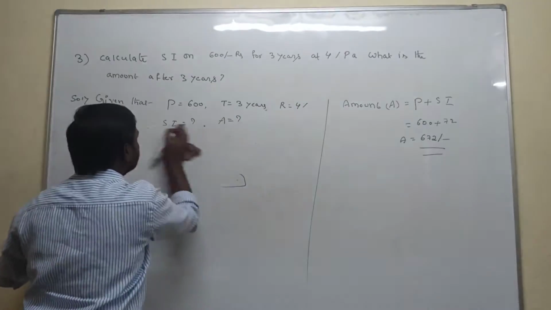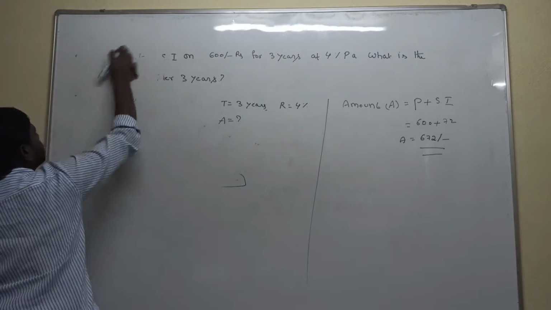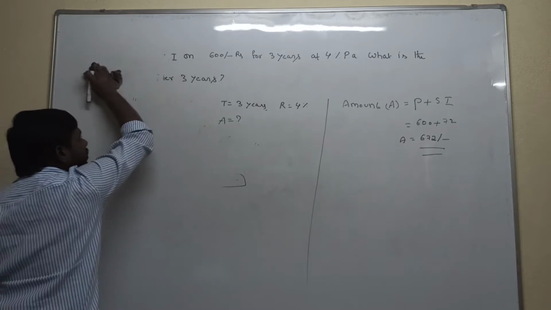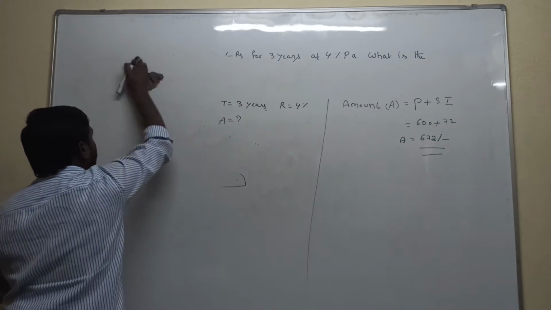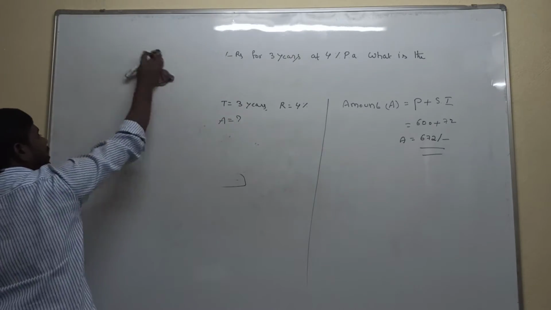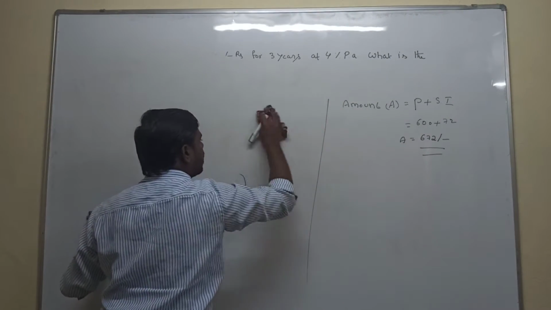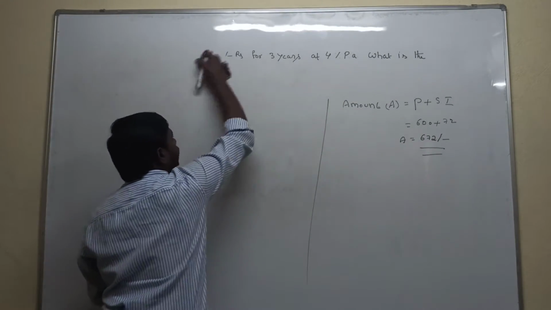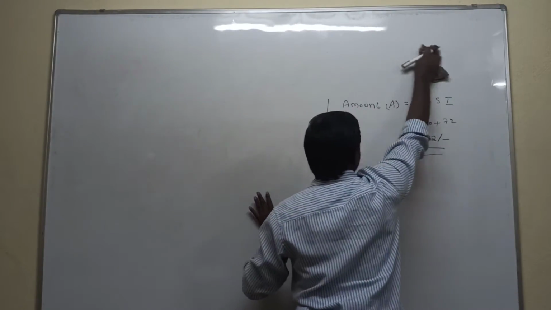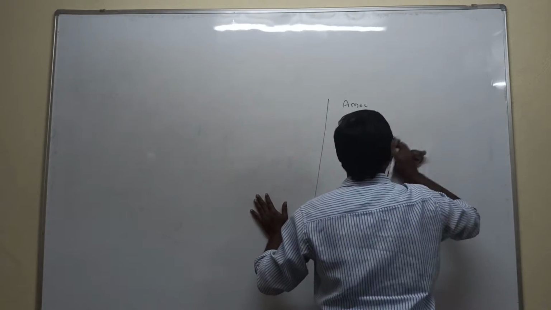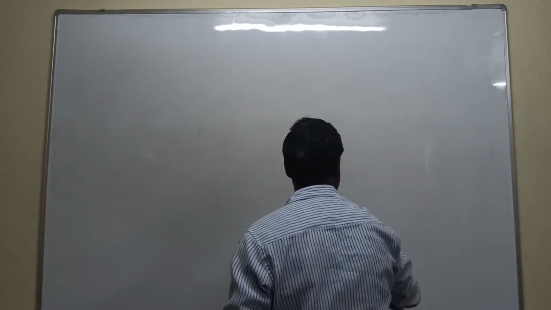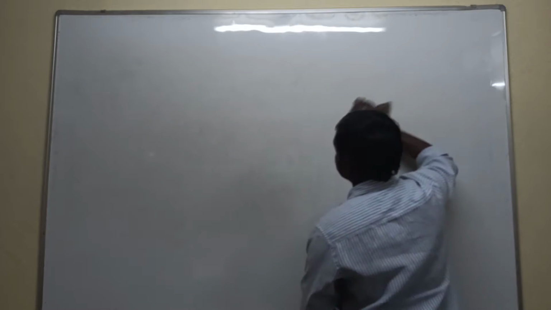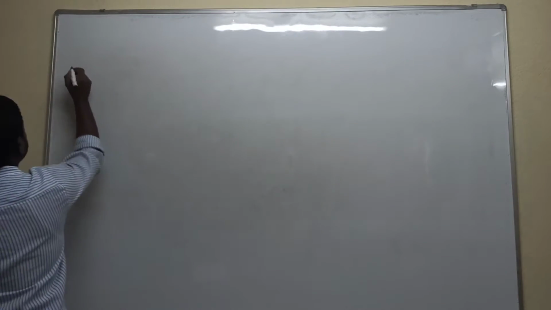Now we are going to the fourth problem. It is very easy. First we understand the question. After that, what values are given, and which value is required? That is very important. If we understand the question, we can solve it easily. That's why first we have to understand the question. So next, the fourth question.